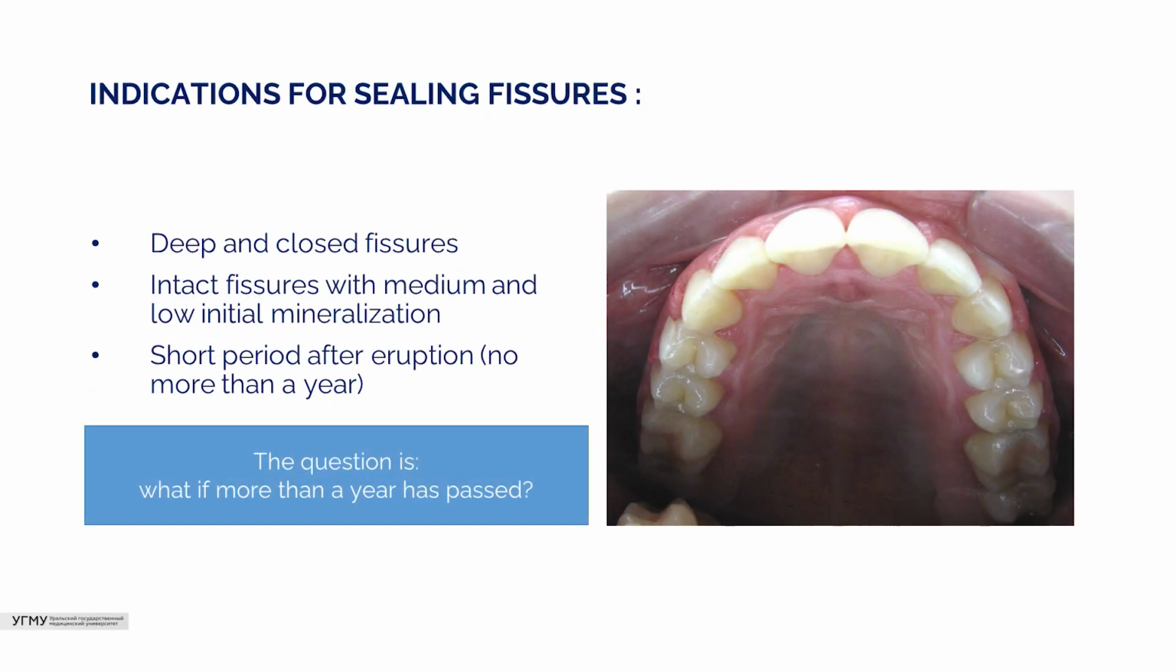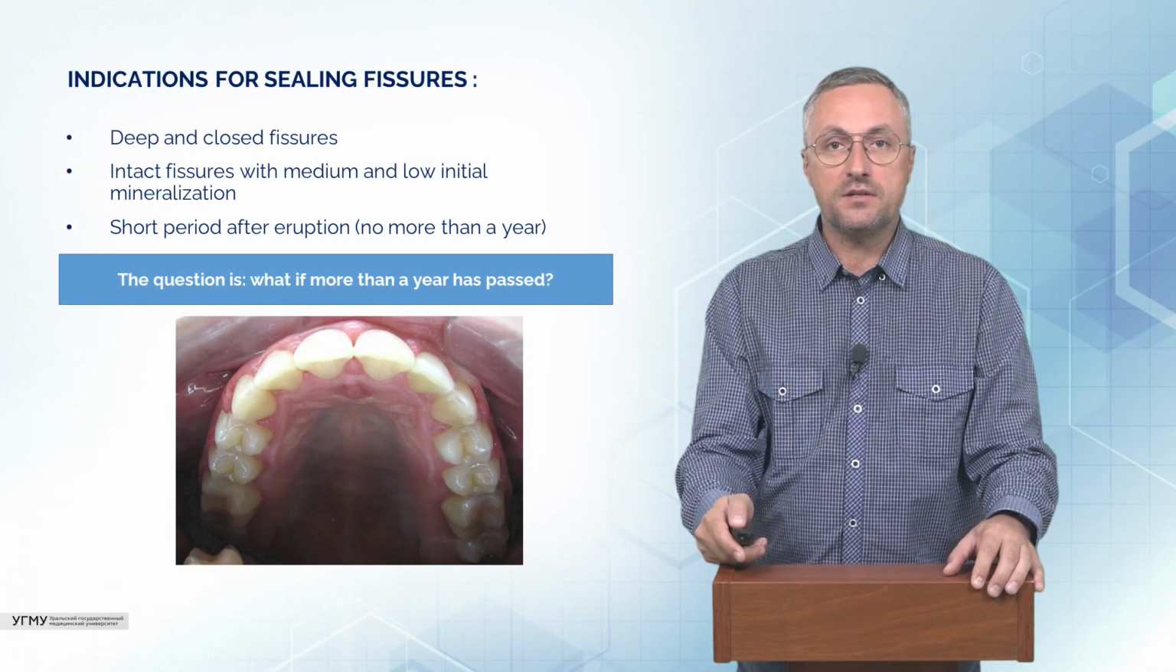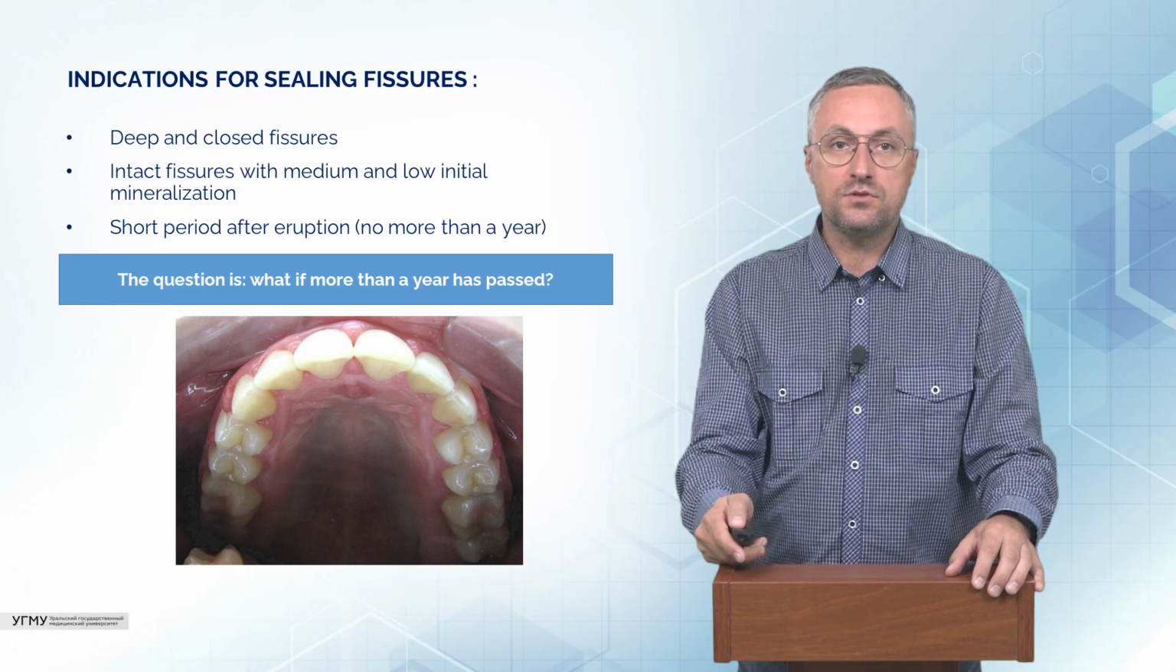Indications for sealing fissures. First, deep and closed fissures. Second, intact fissures with medium and low initial mineralization. Fissures with a high initial level of mineralization, open, shallow, do not need to be sealed. The short period after eruption, no more than a year, but there are discussions on this matter. Some believe that it is possible to seal fissures later. The question is, what to do if more than a year has passed since the tooth eruption?